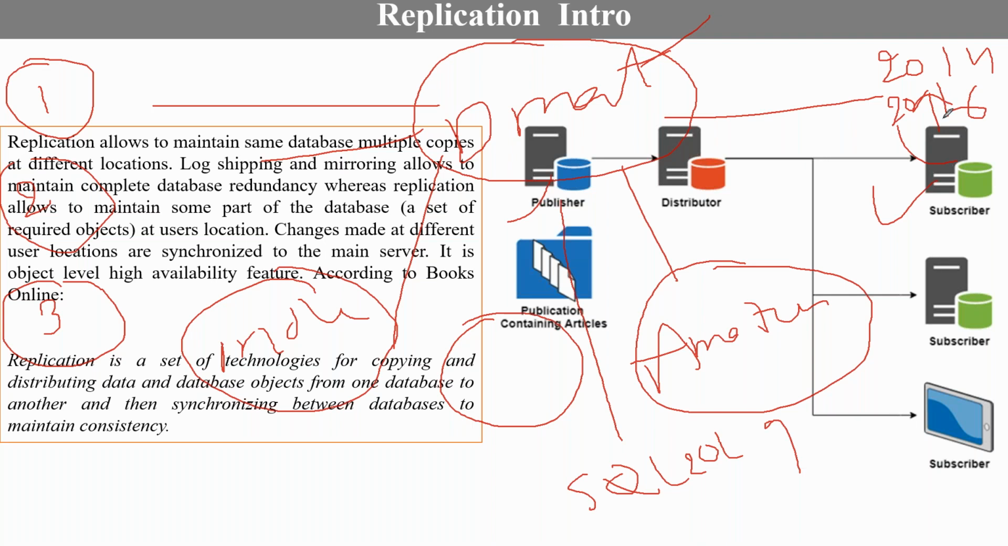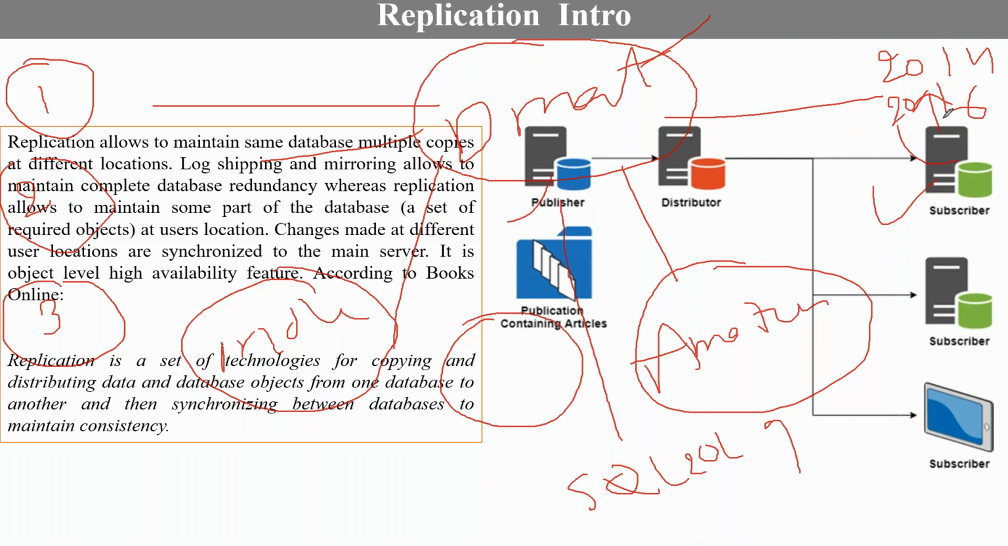Your publisher can be SQL Server 2019, sir. Your subscriber can be 2014, 2016, 2017. Replication will support backward compatibility. No other high availability or disaster recovery will support it, sir.